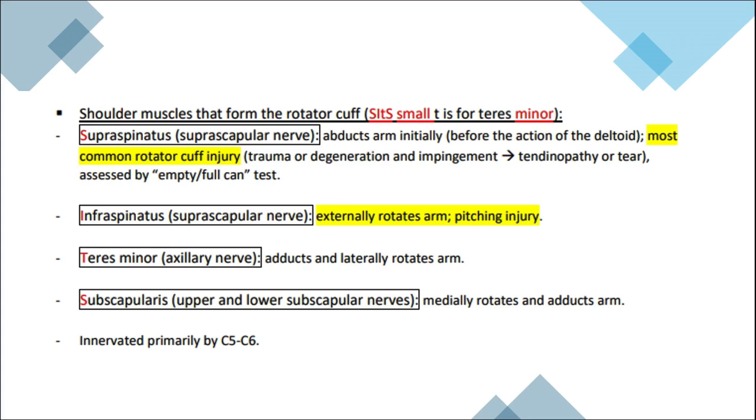So in conclusion, the rotatory cuff is critical for shoulder stability and function. Any damage to any of these muscles or their nerves can lead to significant disability. So understanding this anatomy is key for diagnosis and management.